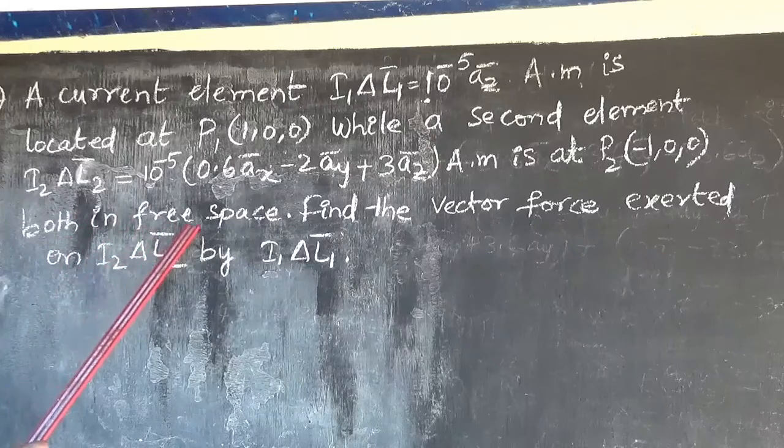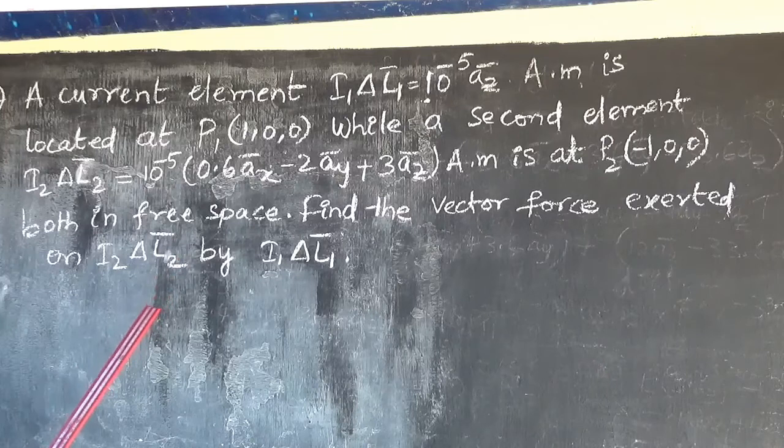So why he has given free space means you can consider only mu naught and you won't consider mu r.